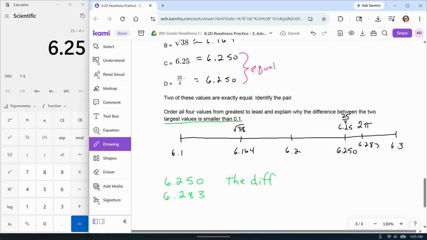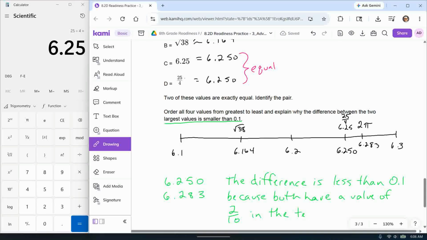So we can say the difference is less than 0.1 because both have the same exact tenths place value of 2/10. I'll put that in fractional form in the tenths place, or you can put that 0.2 if you want to.